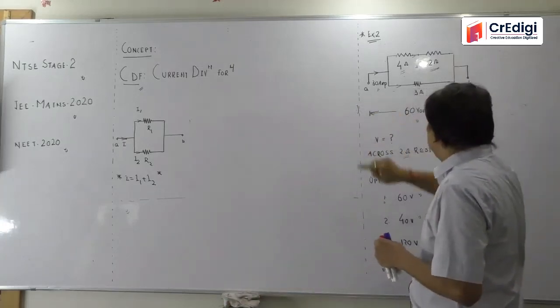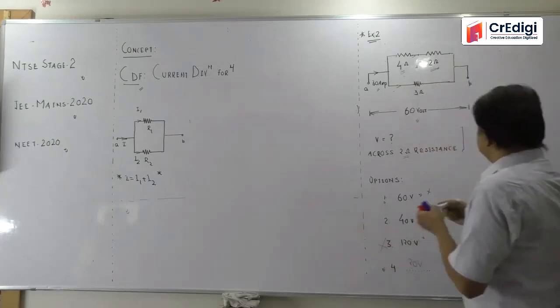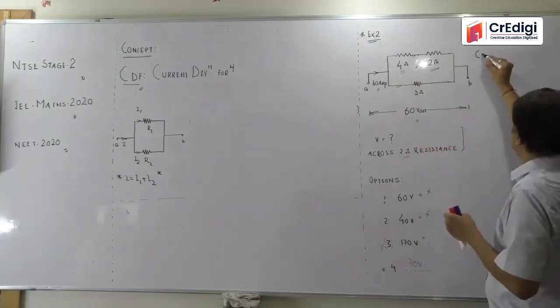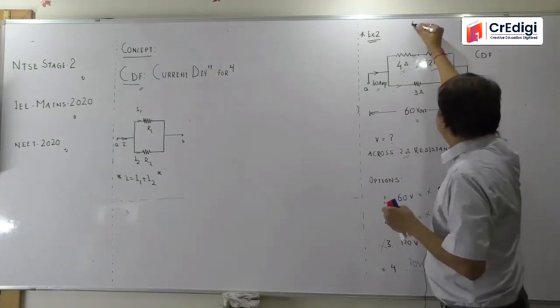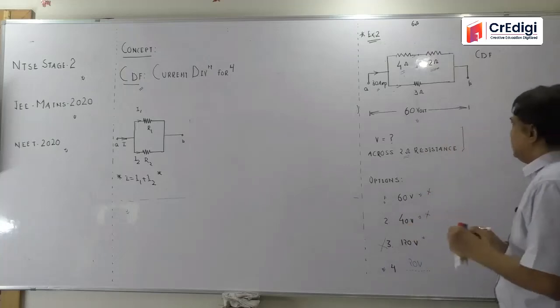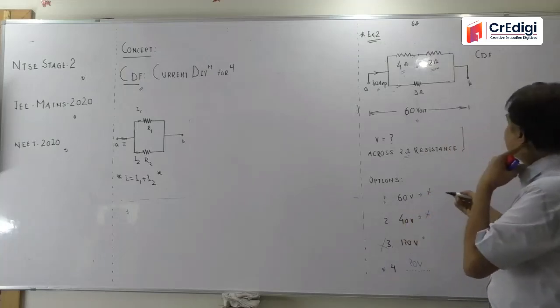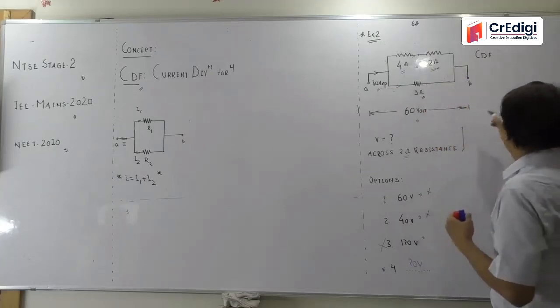You say 30 ampere current is passing through here. Use CDF immediately. Use CDF. So this 4 and 2 will be what? Basically it is 6 ohm, and it is 3 ohm. Is that clear? If you are utilizing the CDF, you can say quite easily, sir, 30 amperes through 3 ohm and 30 amperes through 6 ohm.